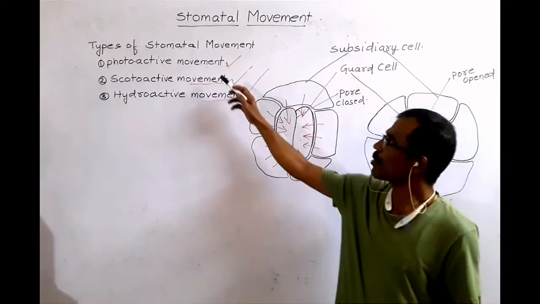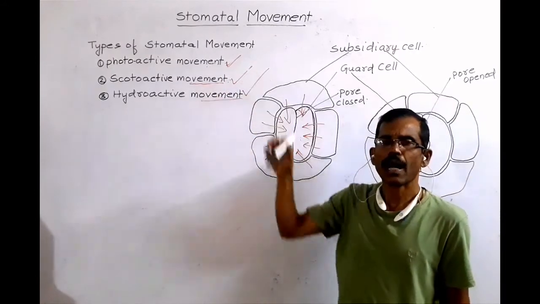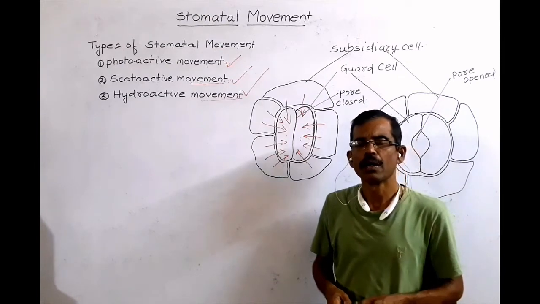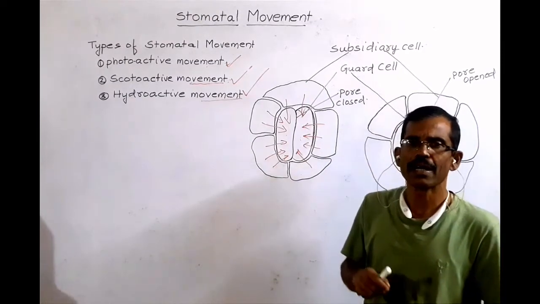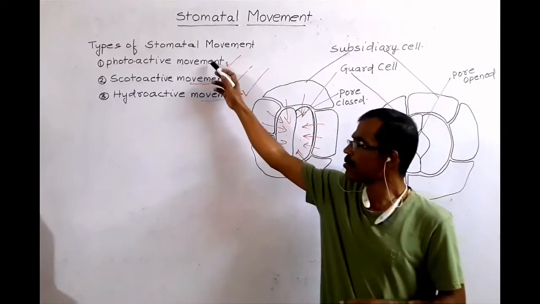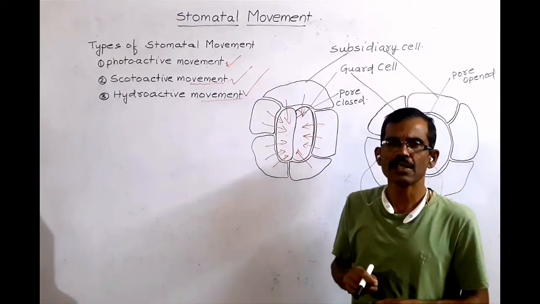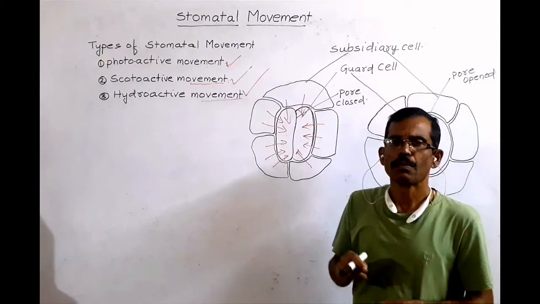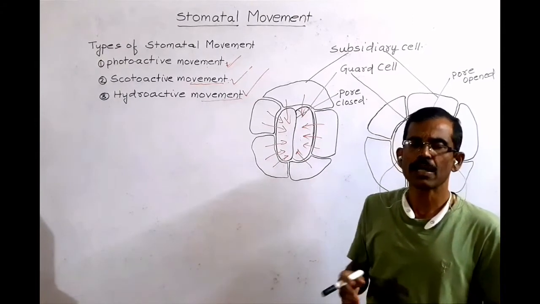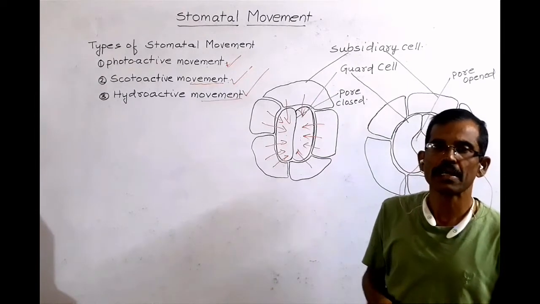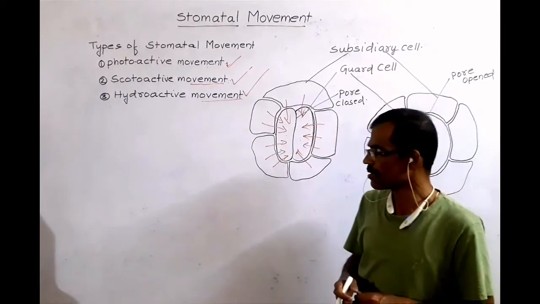In case of photoactive movement, light controls the opening and closing of stoma directly or indirectly. It occurs due to the hydrolysis of starch in the guard cells, or due to biosynthesis of organic molecules, or due to ion uptake by the guard cells.